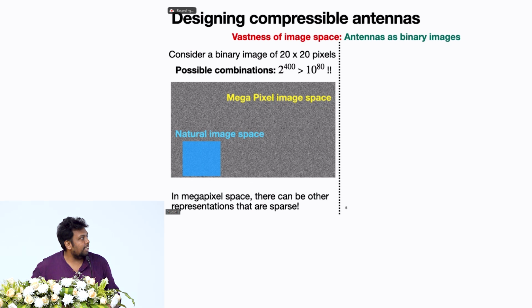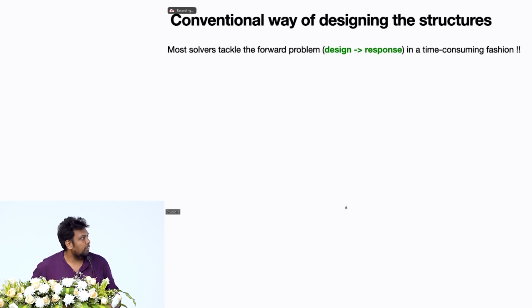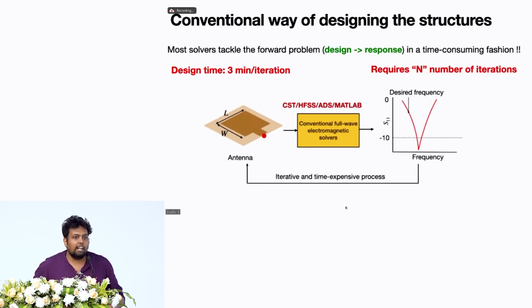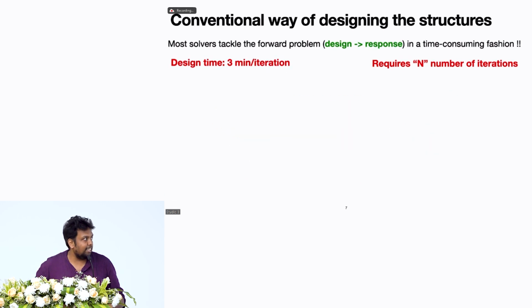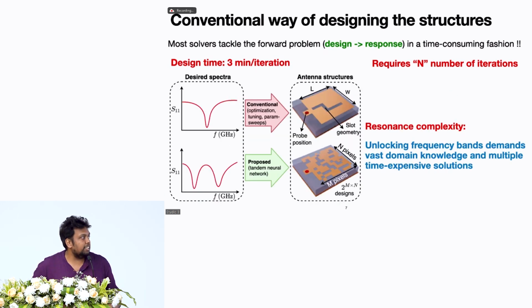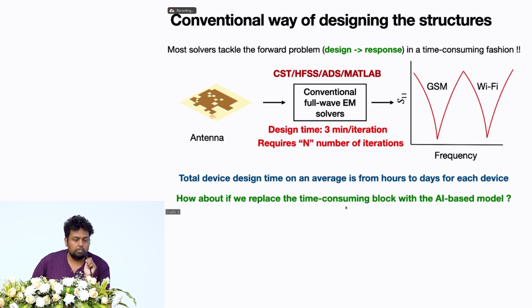And things get even worse when, this is just for a single band. As I was saying, if you want multiple bands, you don't know the physics of this device. So how are you going to design the device? The problem becomes even more severe when you go ahead with multi-bands. So resonance complexity is there. So how to unlock this frequency band? We need lots and lots of domain knowledge and multiple time expensive solutions.